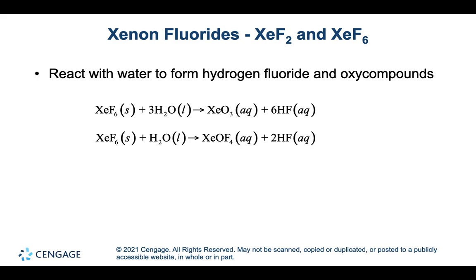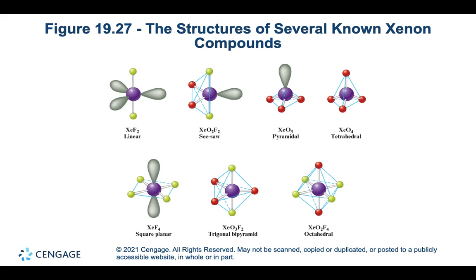So here would be a few reactions, and these reactions of these xenon fluorides will actually generate hydrogen fluoride or hydrofluoric acid. So here would be xenon in various valence shell electron pair repulsion shapes, everything from linear XeF2 to octahedral XeO2F2. Everything in between. Xenon can be made in almost any geometric shape.